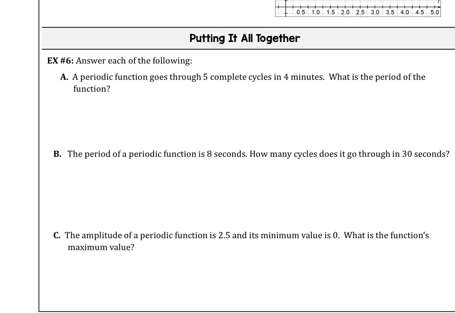A periodic function goes through 5 complete cycles in 4 minutes. So we want to figure out the period of the function. If it takes us 4 minutes to go through 5 cycles, the way we figure out the period is we take our total time and we divide it by how many cycles we get done in that time frame. So in 4 minutes we did 5 cycles, which means every period takes 0.8 minutes to do.